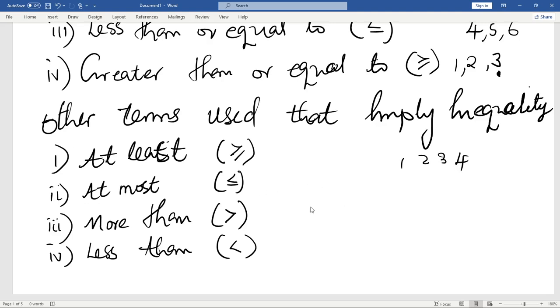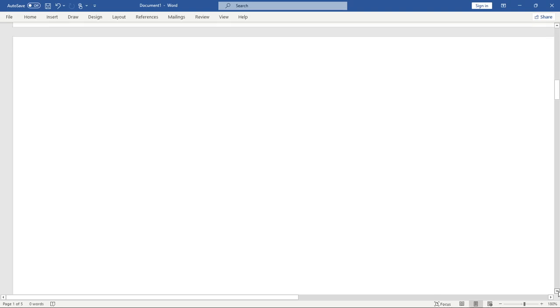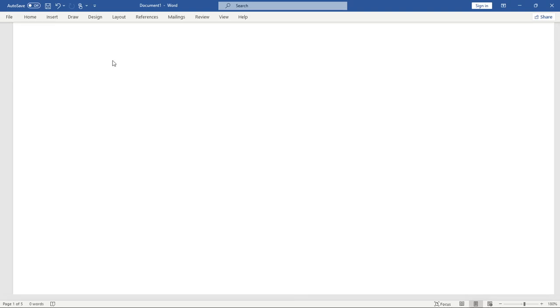So now, let's look at examples where we can apply these words and formulate inequalities. Example 1. So we have a student who went shopping.